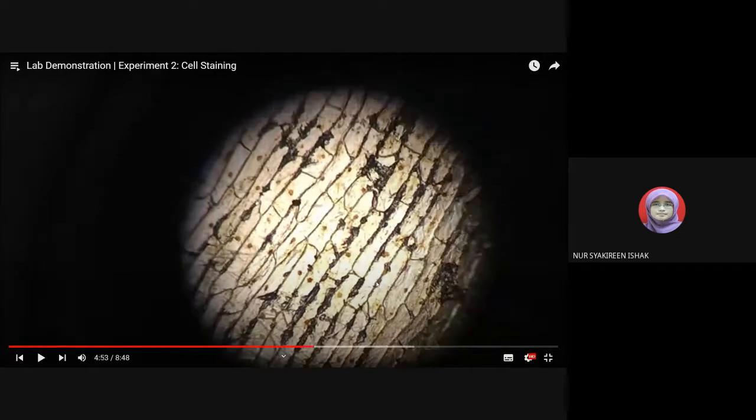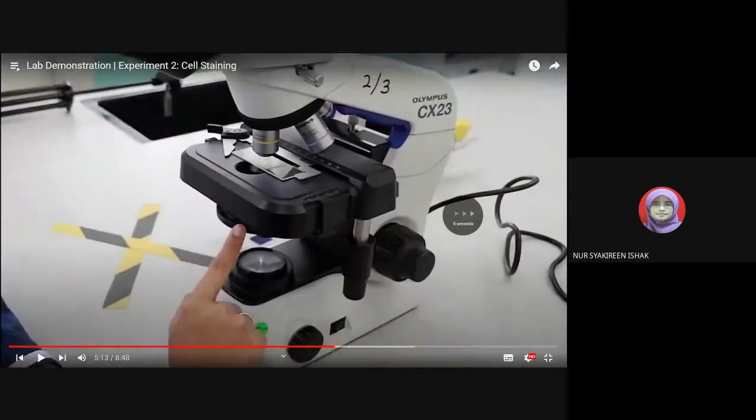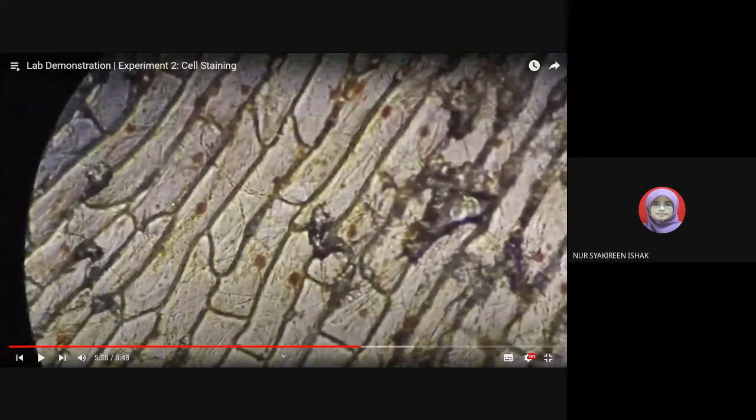For the 10 times magnification you also have to draw. This is under 100 times magnification using the 10 times lens. Is there a clearer one? Okay, so this is observed under 100 times magnification using the 10 times lens. This is the nucleus, the cell wall, and this slightly yellow, brighter part is the plasma membrane of the cell.